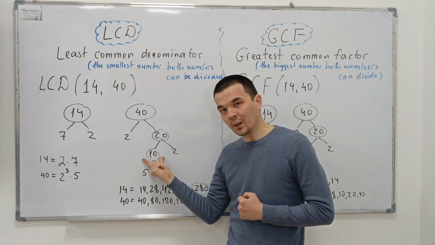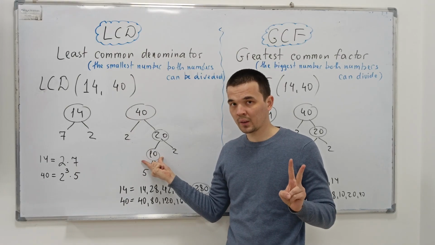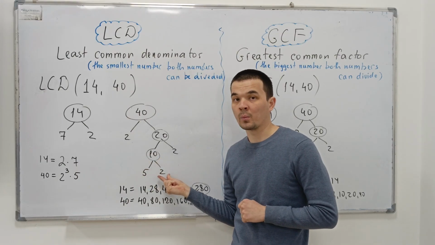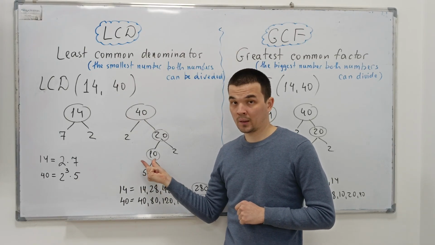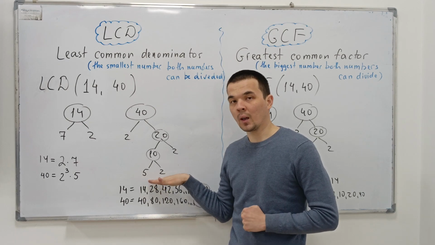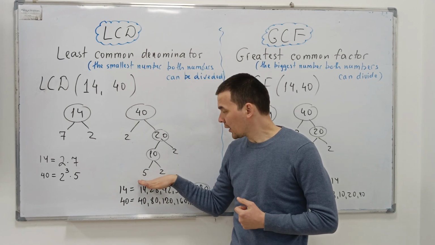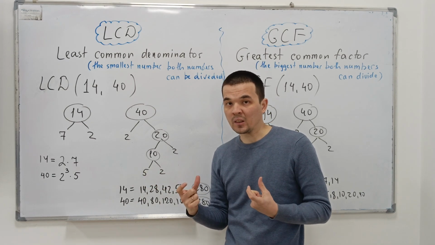Also, 10 can be divided into two factors. Let's choose 5 and 2. If you multiply 5 and 2, your result is 10. However, 5 and 2 are prime numbers. They don't have any divisors.